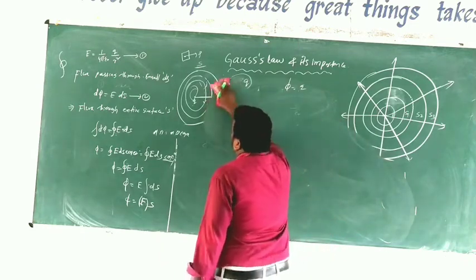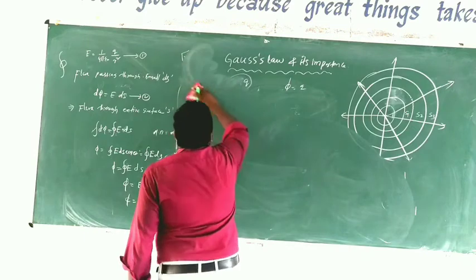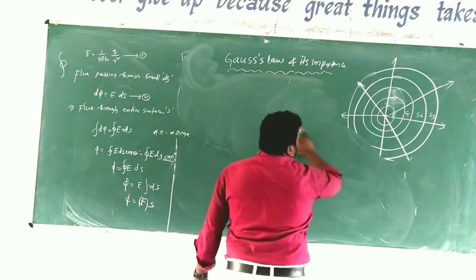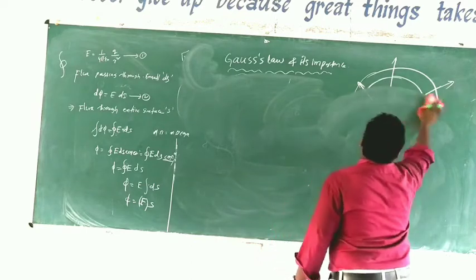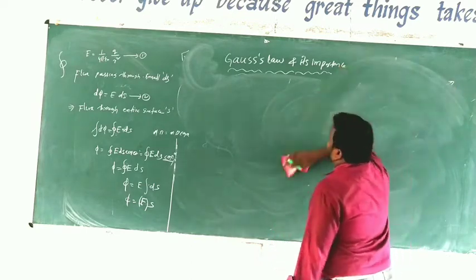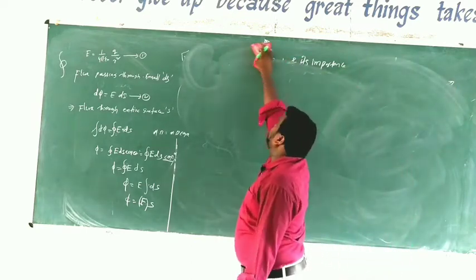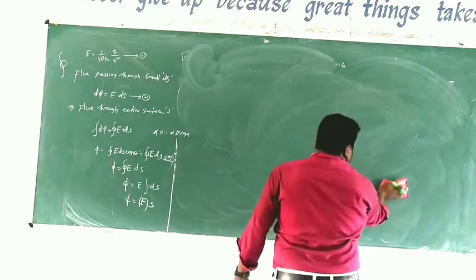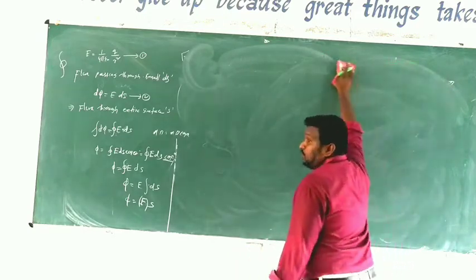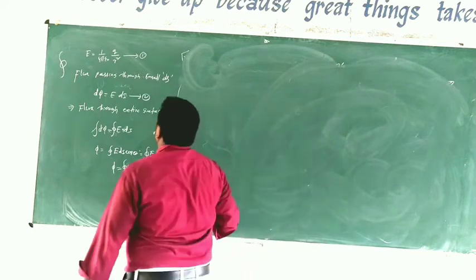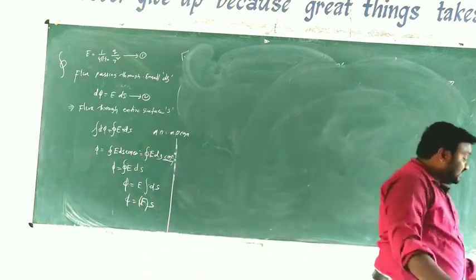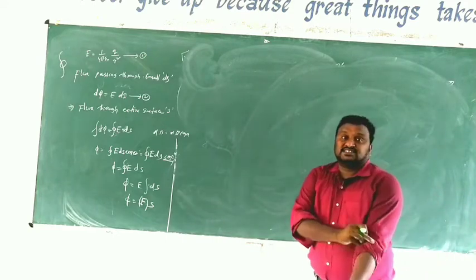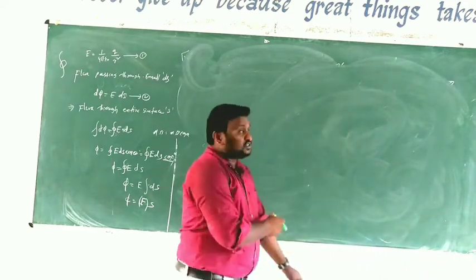What is Coulomb's law? The force of attraction or repulsion between two charges is directly proportional to the product of their charges and inversely proportional to the square of the distance between the two charges. That is what we call Coulomb's law.